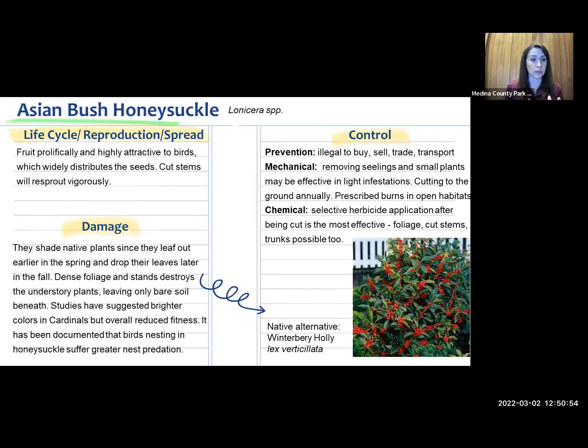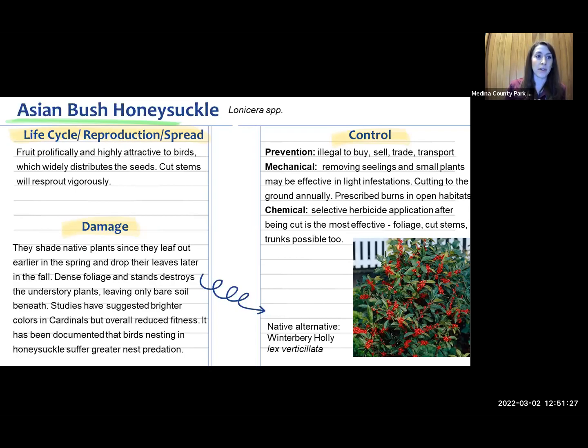There will literally not be another plant growing under it. It'll just be soil. There have been studies that have shown cardinals love to eat Asian bush honeysuckle berries, but they don't provide very much nutrition. They're really high in sugar and low in fat, and birds, especially migratory birds, need fat in order to survive. They're showing that these cardinals are having overall lower fitness, even though they like it. So they're kind of like little tasty treats that they just can't say no to, which I can kind of relate to.